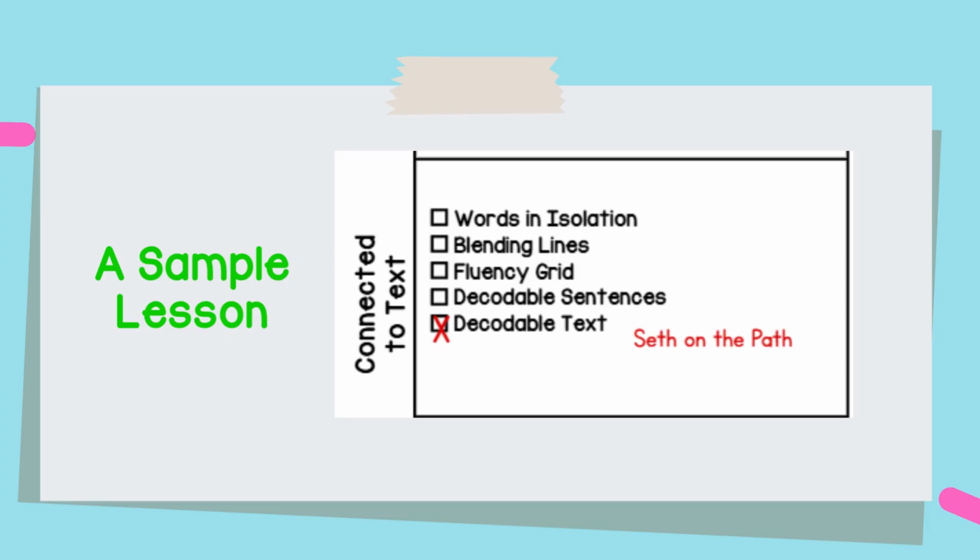And then we're going to go into our connected text, and we're going to go right into the decodable text, Seth on the Path. And I'm going to introduce this text. We're going to preview it a little bit, and then I can choose, do I want to chorally read it with them? Do I want them to echo read it? Do we want to do partner reading with it? I'm going to do that based on what my students' needs are.